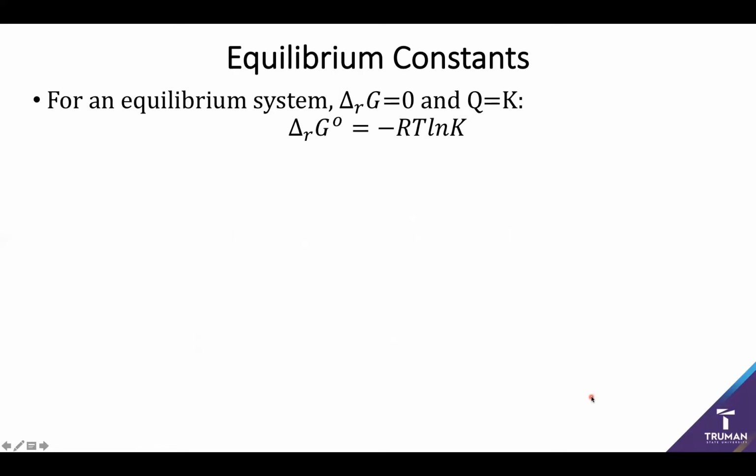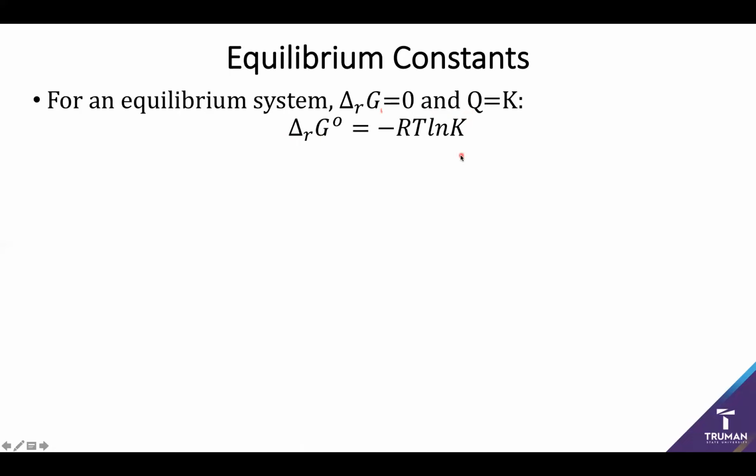And again, just like for a binary system, what I can do is I can set the free energy of reaction equal to 0 to define an equilibrium system. And again, whether I've got 2 or 20 components, Q is always going to equal K. And in this case, we find that we can then make a more general relationship in between the standard state free energy and our equilibrium constant.